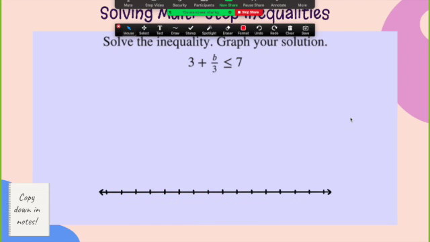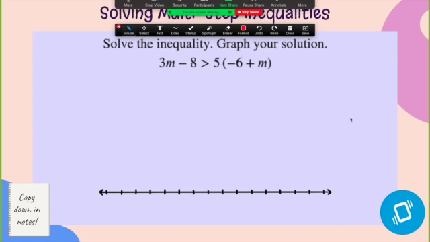And then let's try out one more problem. So this time we have 3m minus 8 is greater than 5 parentheses negative 6 plus m. This one's a little bit different, where we are given the distribution property. And so because we're given the distribution property, the first thing that I want to do is solve that distributive property. So when I'm solving distributive properties, I'm going to get this 5, multiply it with the negative 6, and then I'm going to multiply it with the variable m.